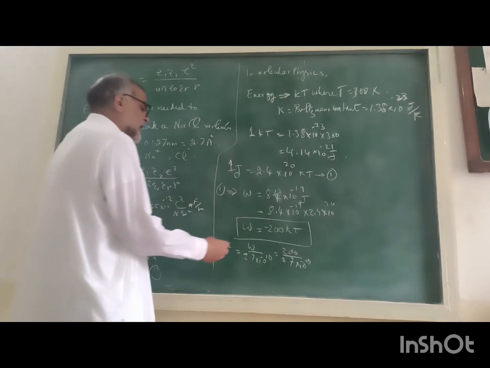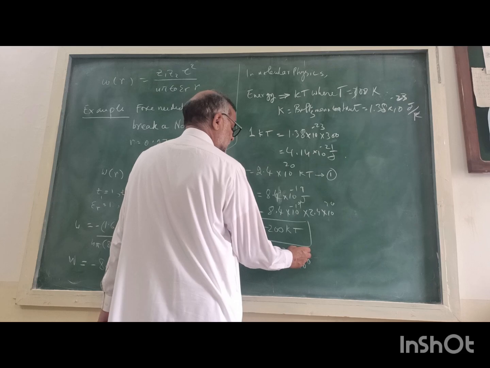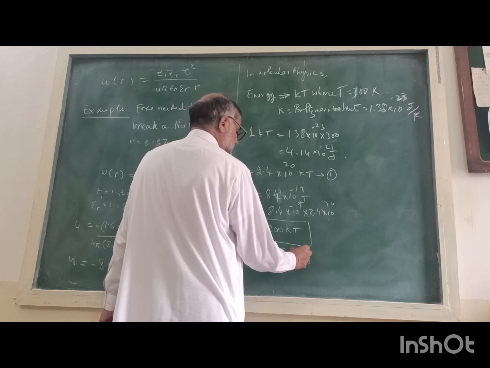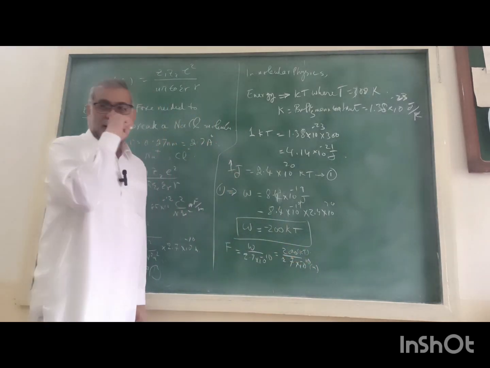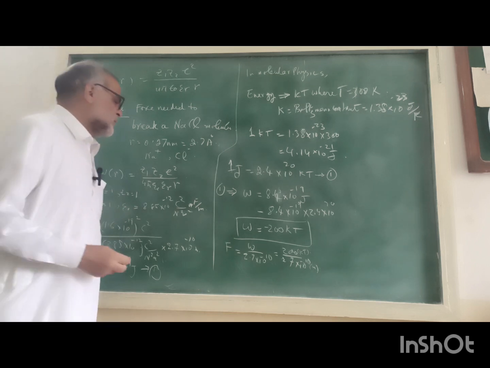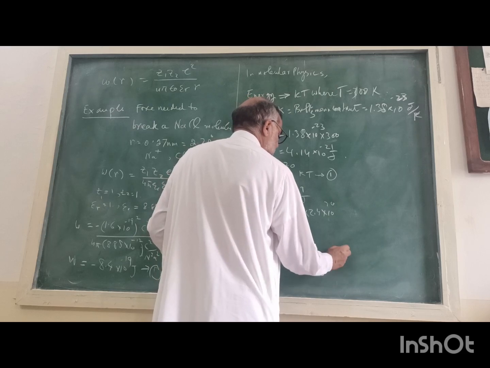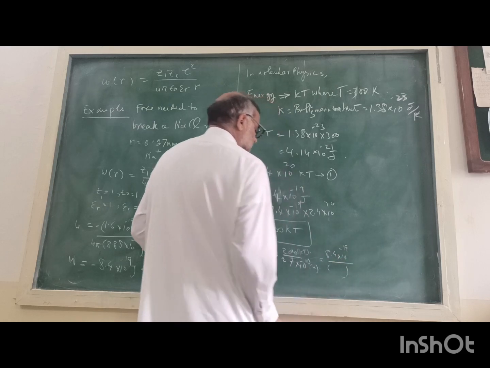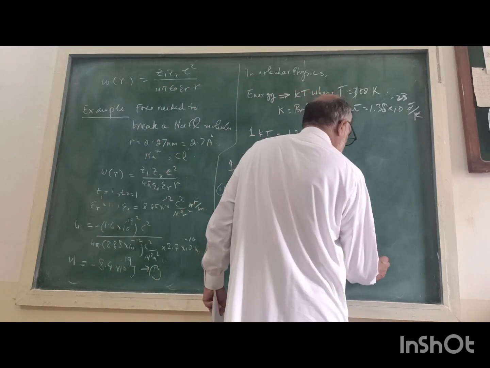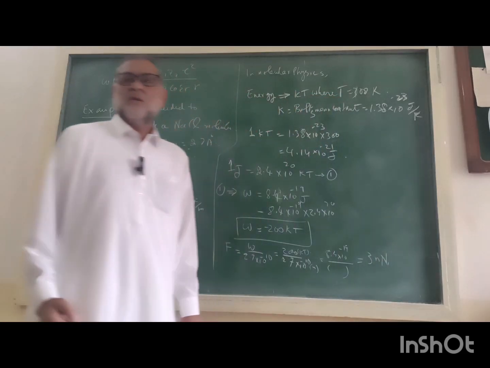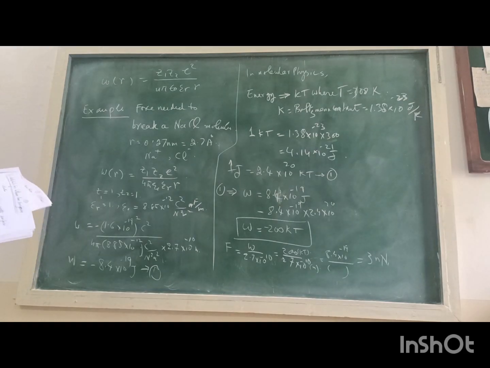If this is in kT, then you can change it back. Since this is an angstrom, this is a meter, you can change this back from kT to the SI system, to joule. Then that will be equal to 8.4 times 10 to the power minus 19 joule divided by this distance, which comes out to be 3 nanonewton. So this much force is required.